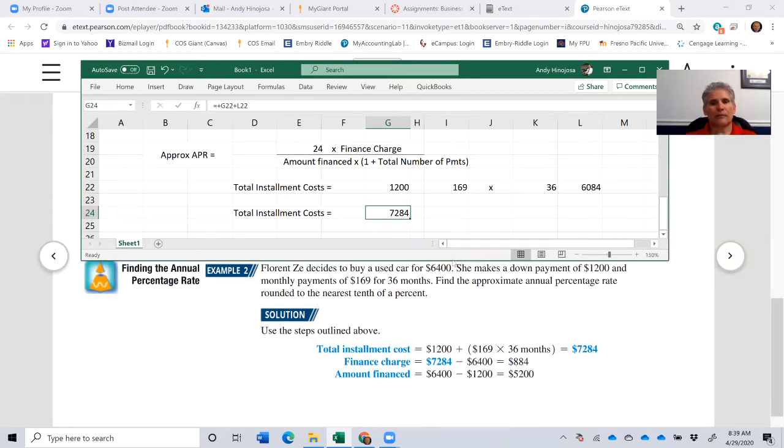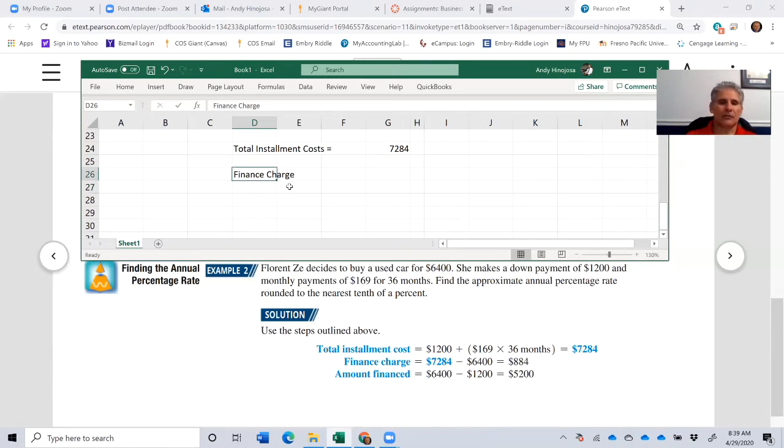Next, we're going to figure out what the finance charge is. If you recall, we take the total installment cost and subtract from that the cash price, $6,400. We take the $7,284, subtract the $6,400, which was the cash price. So the finance charge was $884.